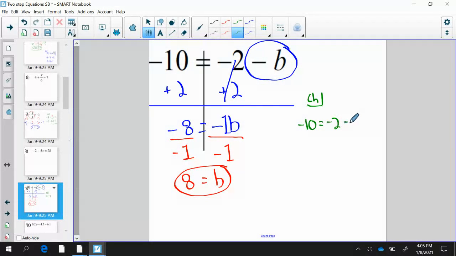Let's check this. Let's make sure our answer is right. So again, the check, we're going to plug it in just like we would, but instead of the variable, we're going to put the answer. That'd be plus a negative 8, and negative 10 equals negative 10. Yep, that's going to be right. Make sure you always circle your answer, do your check mark.